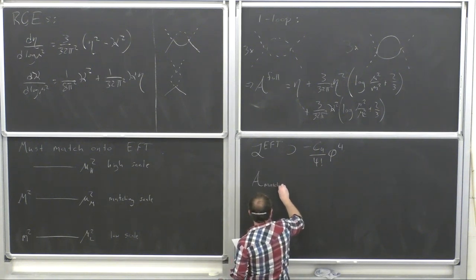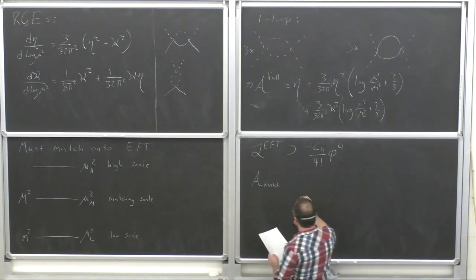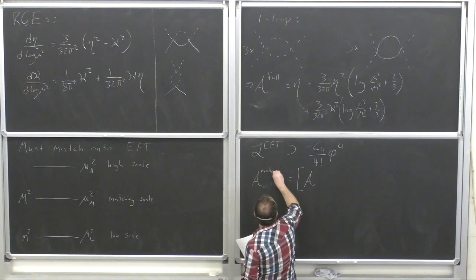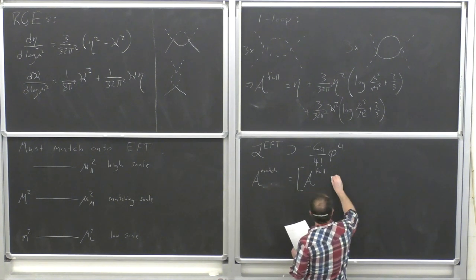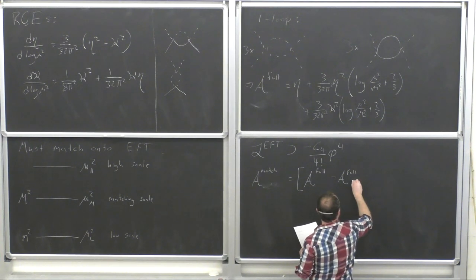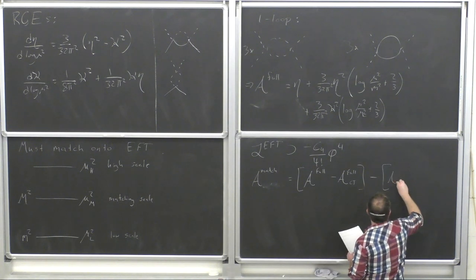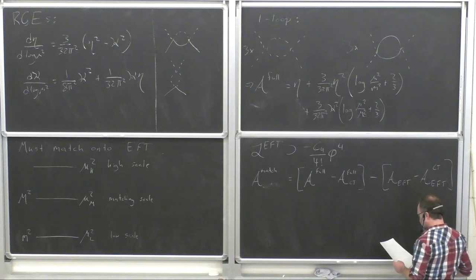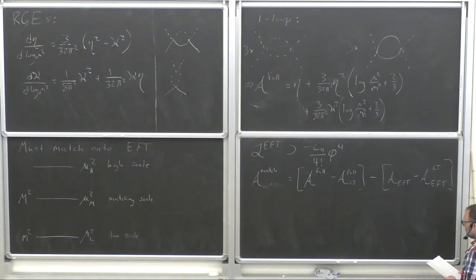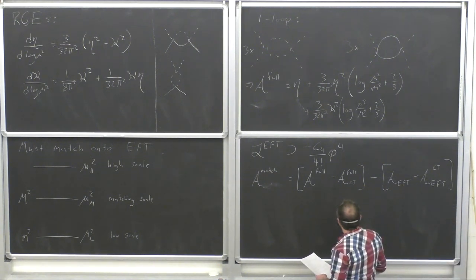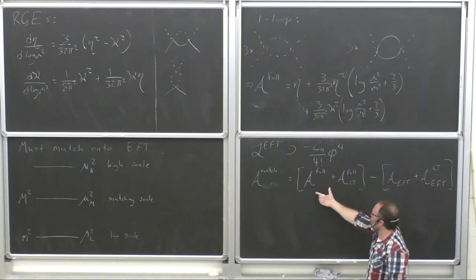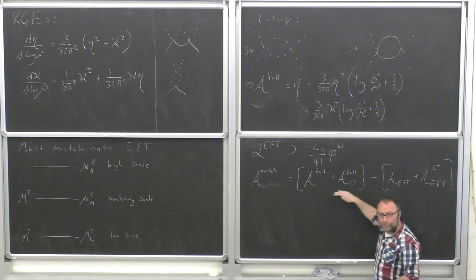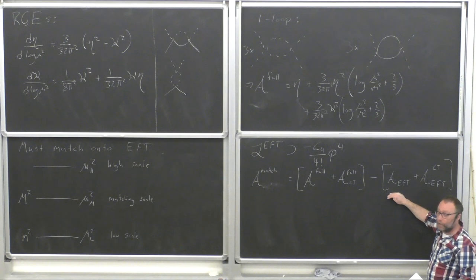To compute the amplitude at the matching scale, what I do is I equate the amplitude in the full theory minus the counterterm amplitude in the full theory, and I subtract the amplitude I compute in the EFT. Maybe it's less confusing to call this plus. The point is, here I'm just talking about the loop diagrams, and here I'm talking about the counterterm contribution. The idea I'm trying to convey is, you renormalize the full theory, you renormalize the EFT, and you take their difference. And that's what we call the matching amplitude.